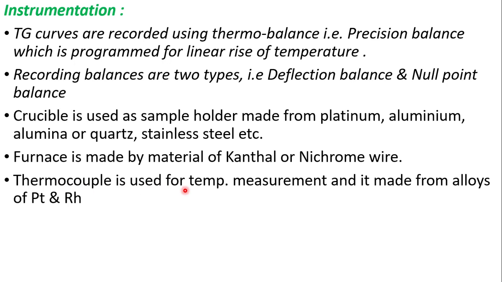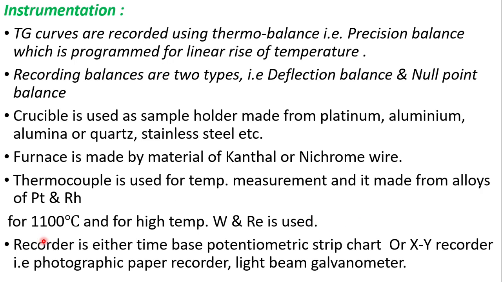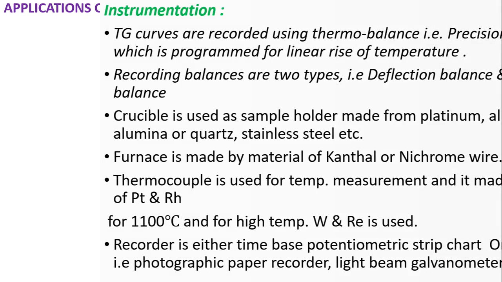Thermocouple is used for temperature measurement and it is made from alloys of platinum and rhodium for up to 1100 degrees Celsius, and for high temperature, tungsten and rhenium is used as a thermocouple. Recorder is either a time-based potentiometric strip chart or XY recorder, that is photographic paper recorder and light beam galvanometer.